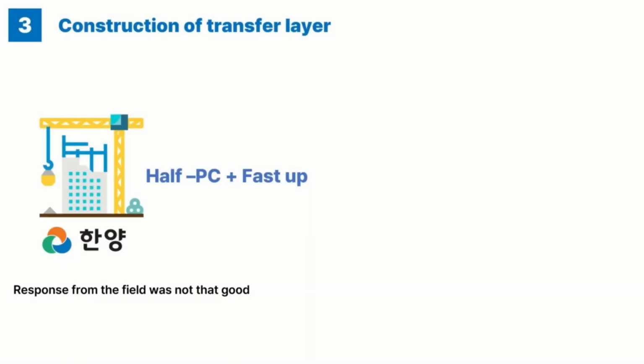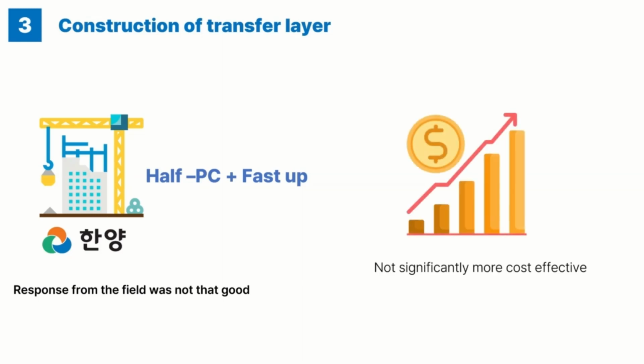However, the response from the field was not that good. While the half-PC method presented a good solution by addressing the drawbacks, it was not significantly more cost-effective compared to the existing methods when considering the equipment, expertise, and technical implementation. Therefore, at the Hanyang Sujain construction site, they decided to stick with the conventional method we have been using.